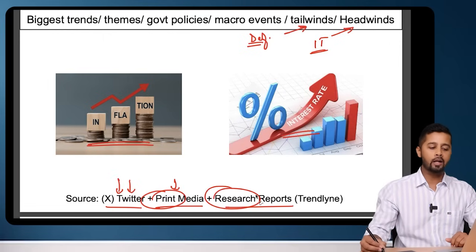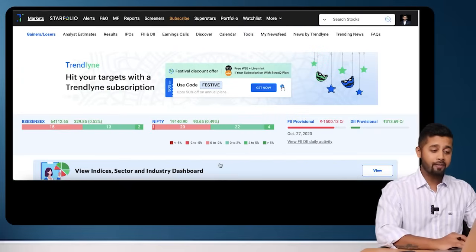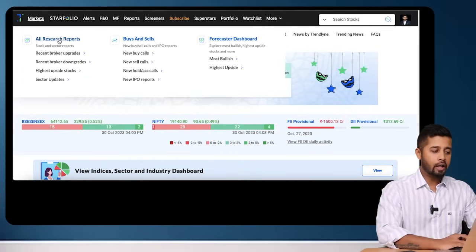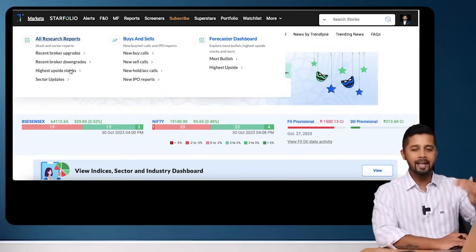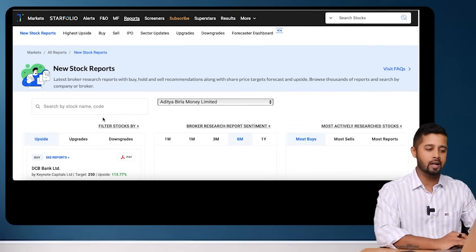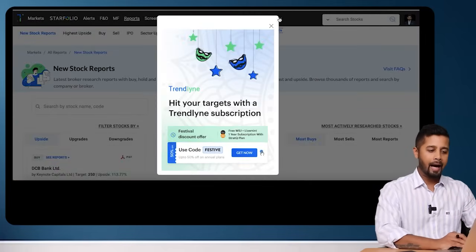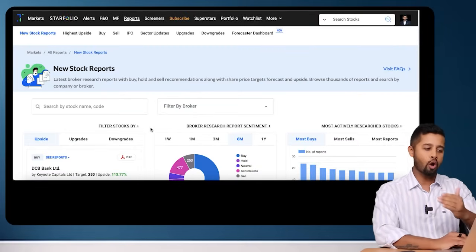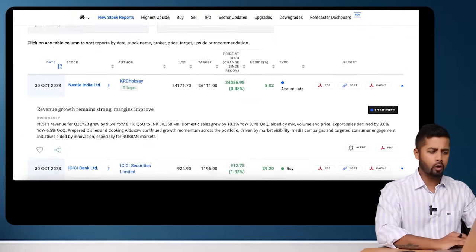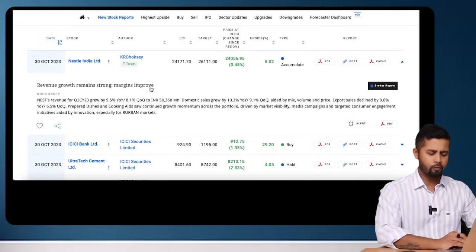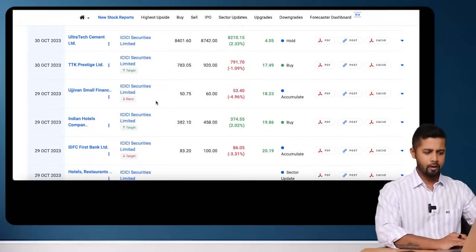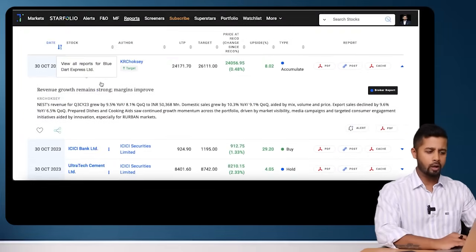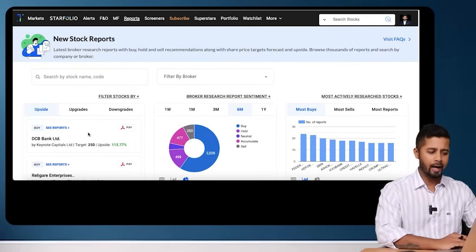Another interesting option is you can look at the research reports. If you visit the Trendline website, there's a section called research reports, and within that, if you click on all research reports, you will get access to all the brokerage reports for free. You just need to log in, and here you will get two things. One is sector-wise reports and another is stock-wise reports. If you scroll down, you will get, for example, reports for Nestle India, ICICI Bank, and of course these are stock level reports, and you will also get your sectoral reports. You also have the filter to do that.